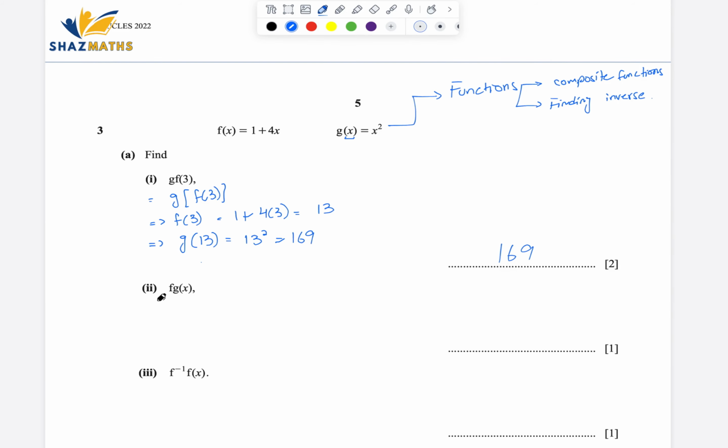F of g of x. So again, f of g of x. That would result in some expression. What does that mean? In the definition of f of x, I will replace x by g of x. So this is the definition of f of x. So 1 plus 4 times, I will replace x by g of x. So it's going to be x squared. The final answer is 1 plus 4x squared.